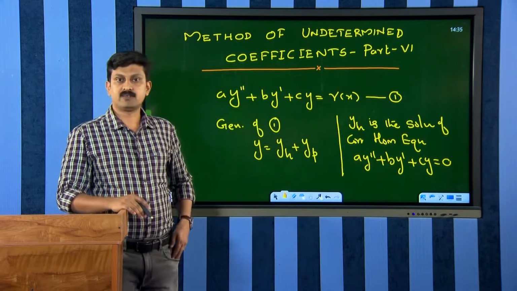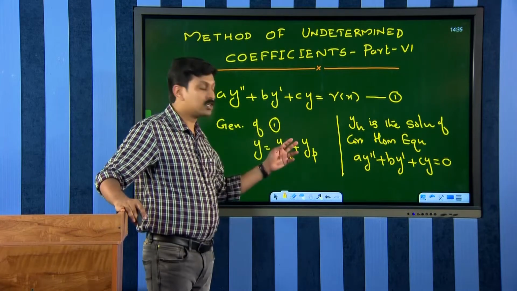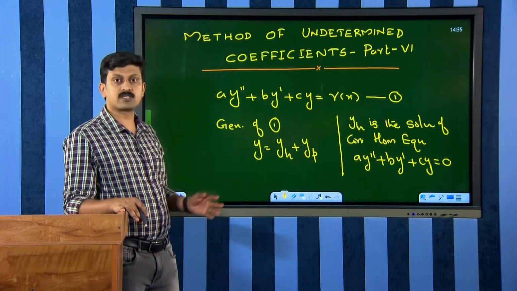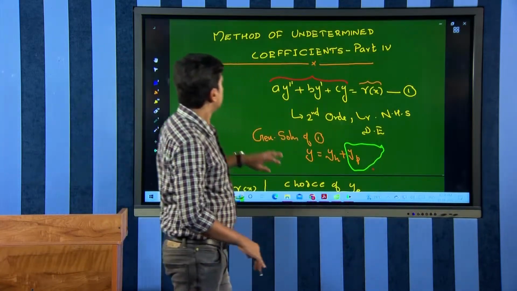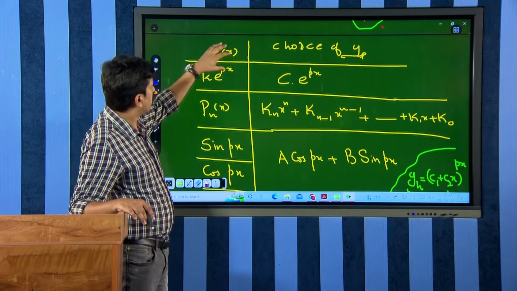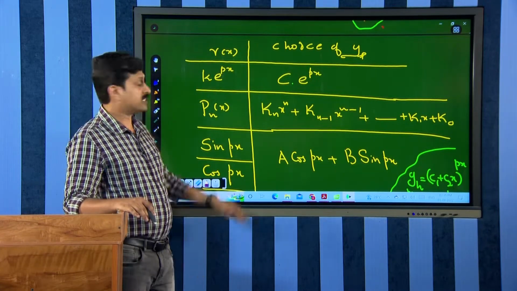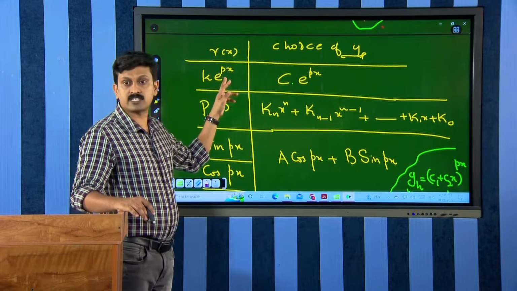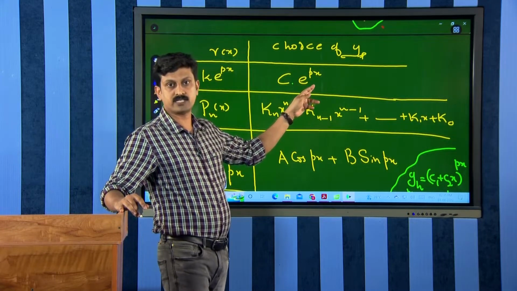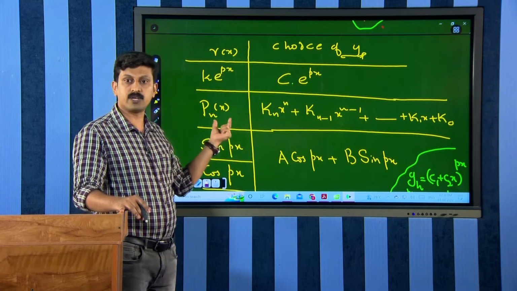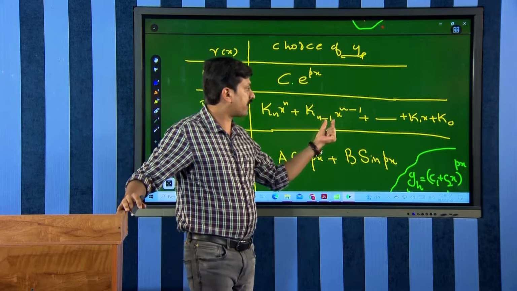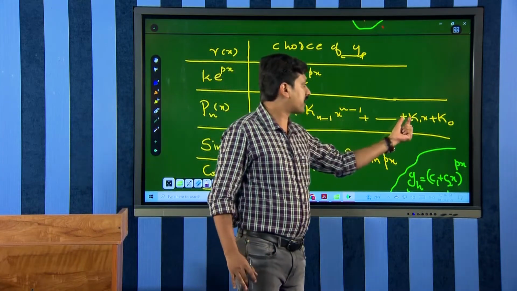Here yp is the particular solution that we need to find, a special solution for this non-homogeneous equation. We discussed methods to find it. We have a table based on the value of r of x. If r of x is k e raised to px, an exponential function, then the choice for yp is c e raised to px. Similarly, if it is a polynomial function Pn of x, then the choice for yp is kn x raised to n plus kn minus 1 x raised to n minus 1, etc., plus k1 x plus k naught.